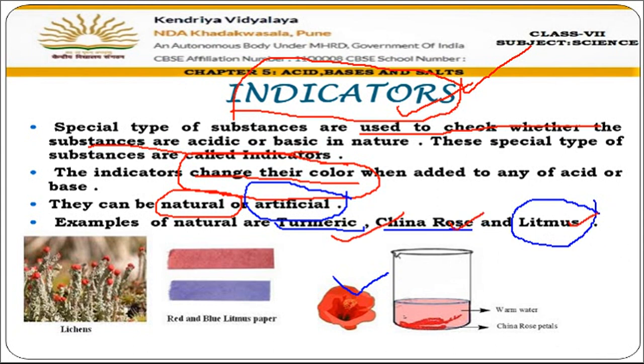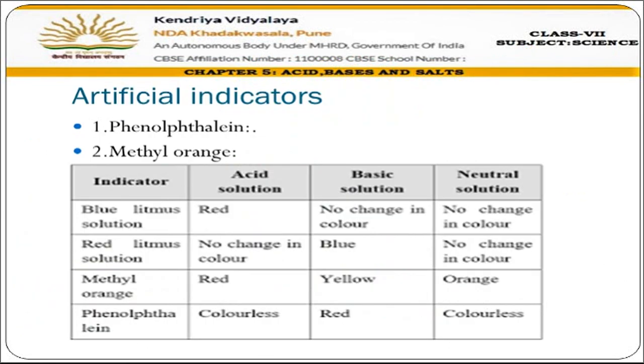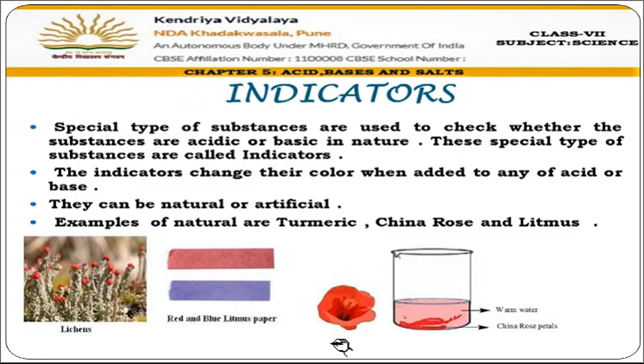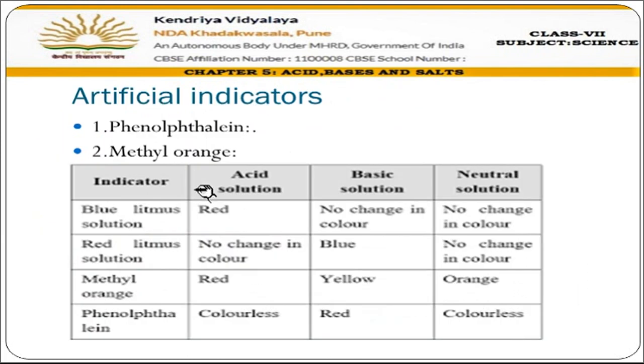Let us now study them one by one. First, one more thing, artificial indicators. These three were the examples of natural indicators. Now, let us see some examples of artificial indicators also. Two important artificial indicators are there. One is phenolphthalein. How to pronounce it? Phenolphthalein. And the other one is methyl orange.